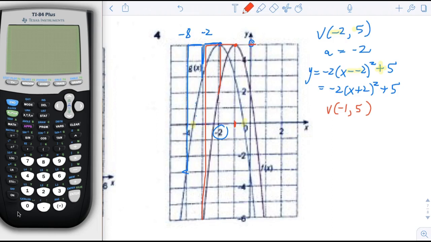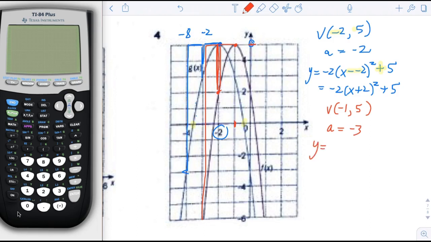Well, we could just judge by this here. So when we go to the left by 1, we go down 3 instead of going down 1. So it's going down 3 times as fast, right? So from the measurement here, we know that the a value is going to be 3 or -3. So the a value is going to be -3 because it's opening down, right? If it was opening up, then it would be +3. So we know a equals -3.